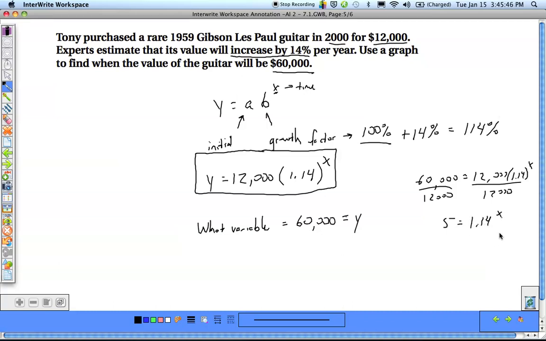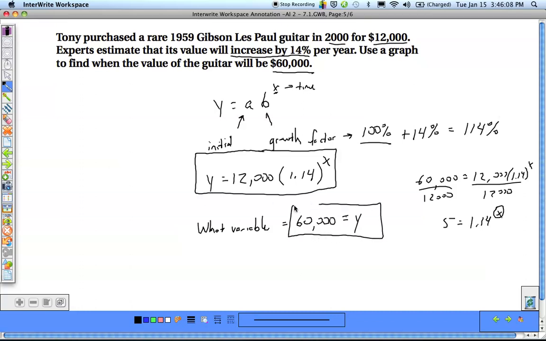The problem is we can't just go through here and divide by 1.14 to get the x by itself, because this x is not being multiplied by that 1.14, it's being raised to it. So right now we do not have a way to actually solve that 1.14 raised to x. We don't know how to get the x by itself. We will in a little bit of time, but we don't know right now. So we have to go back to the drawing board and talk about how we can solve this.